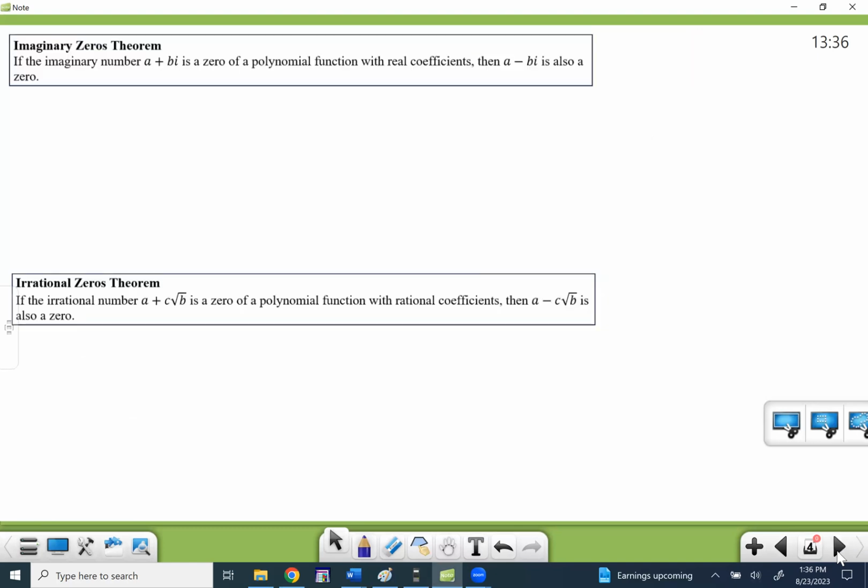All right, let's talk about two theorems that we're going to use quite often throughout this section. Okay. So the imaginary zeros theorem. If the imaginary number a plus bi is a zero of a polynomial function with real coefficients, then a minus bi is also a zero. So we've seen stuff like this quite often in the class.